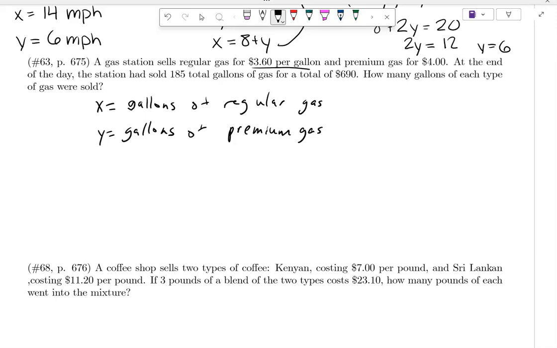Yep, so what it costs per gallon is probably going to help us out. Good. What else? Yeah, how much was sold and the total sold, right? Okay. Let's start with here. You were told that this gas station sold 185 total gallons of gas, right? What equation can you set up to use that 185 total gallons?